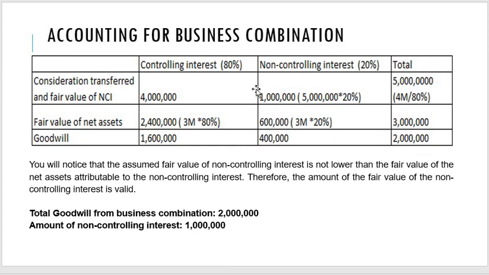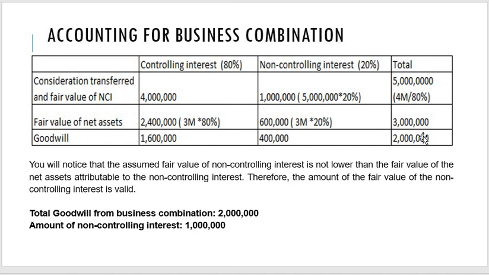So 1 million is our assumed value of our non-controlling interest. Okay? Since the formula for goodwill is consideration transferred, which is the 4 million to purchase 80%, plus the fair value of the non-controlling interest, which is 1 million, we have 5 million in total. Then the fair value of net assets is 3 million. So we have a goodwill of 2 million.